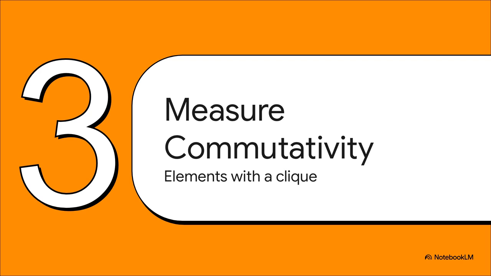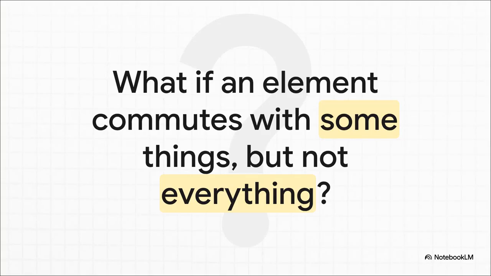Let's figure out how we can measure commutativity for elements that only play nice with a few others. But that naturally leads to another question, right? We've got the center for the elements that get along with everyone. But what about all the other elements? How do we describe an element's personal social circle? You know, the specific things it does commute with.